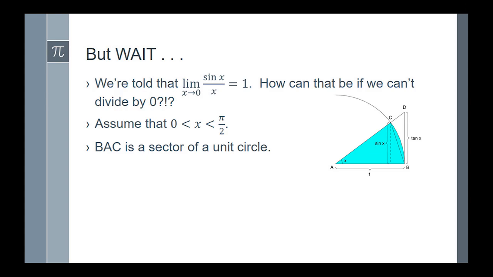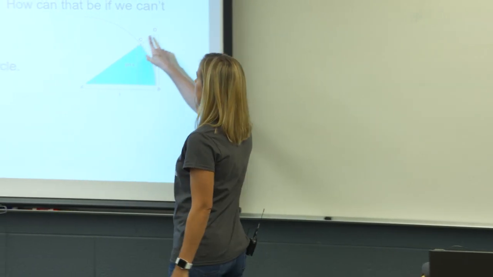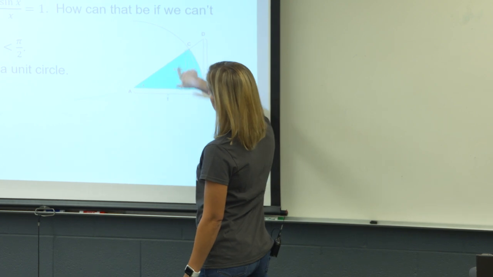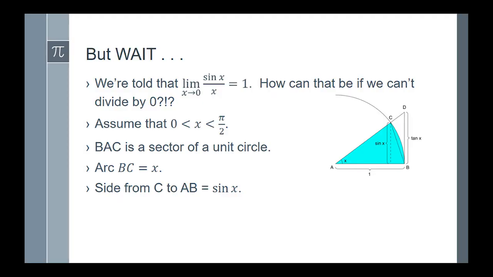BC is a sector, and we're going to look at this on the unit circle. So we know that we have a radius of 1 here. BAC, and then this is the arc right here, BC. So from C on the unit circle down to what essentially would be the x-axis, if we're thinking about this on a coordinate plane.